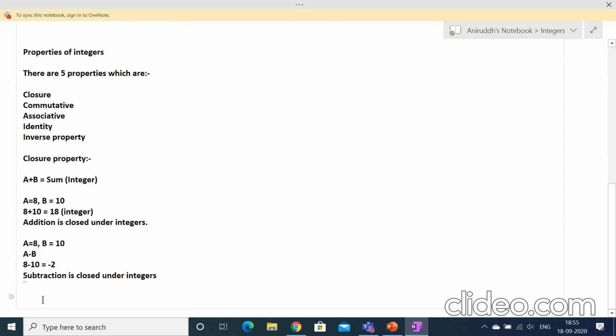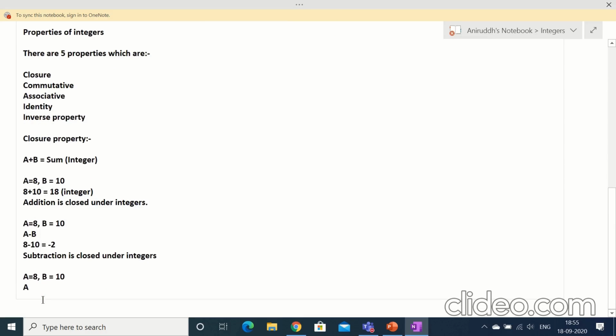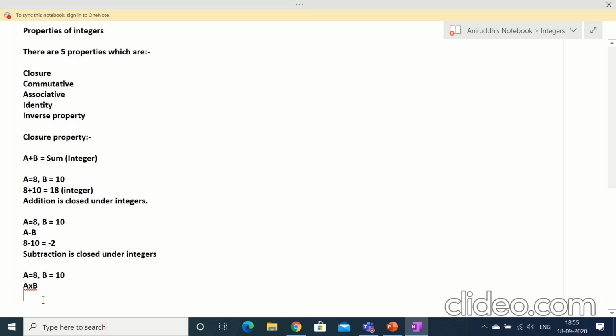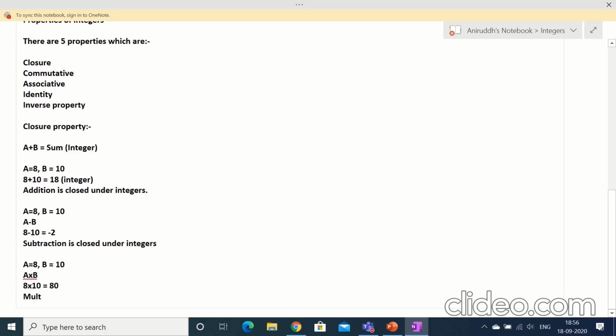Now, multiplication, we'll take the same numbers. A into B, which means 8 into 10. 80 is also an integer, so we say that multiplication is closed under integers. Now we checked addition, subtraction, and multiplication under closure property. Now let us check division. Now I have underlined whether they are closed or not.